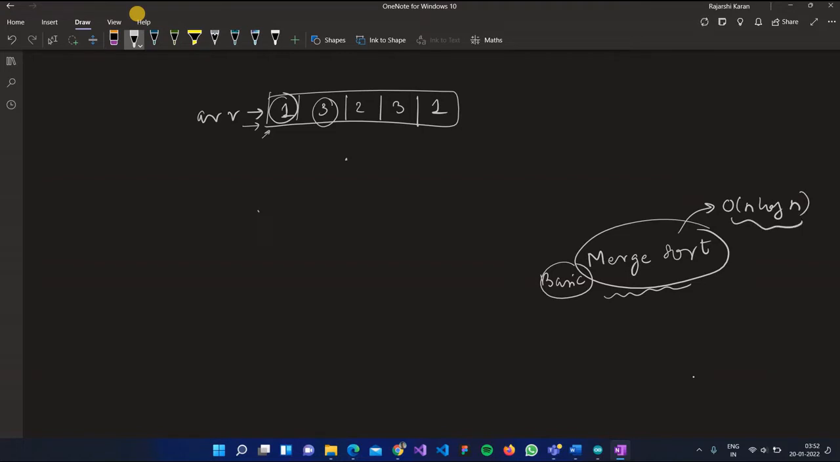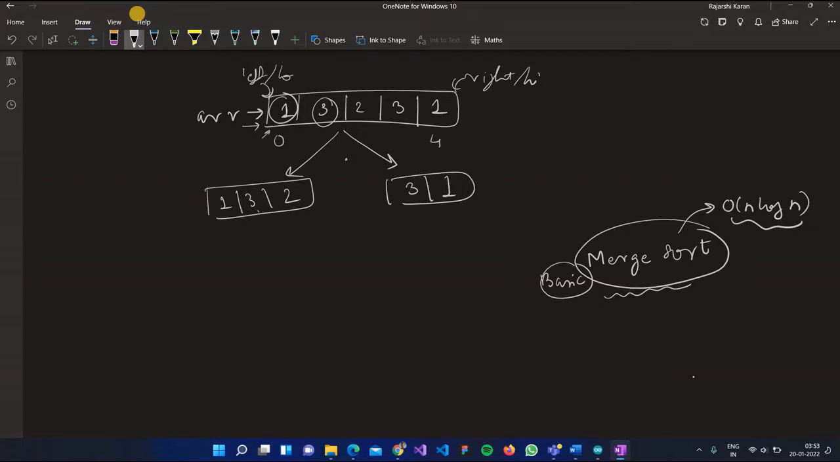So what merge sort does is, suppose you have two pointers, one left pointer and one right pointer, or you can consider them as low and high. The low one is 0 and the high one is 4, initially. So what we basically do is we divide this array into two halves. Let's divide this into these two halves, okay?